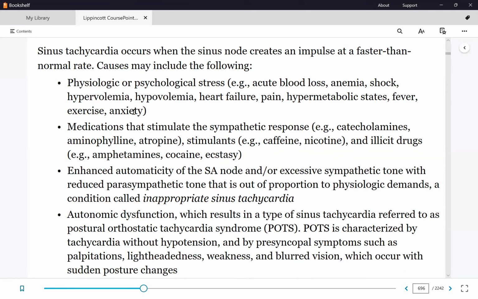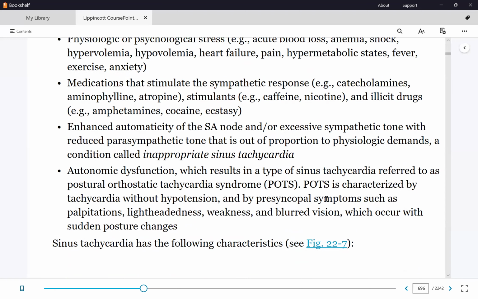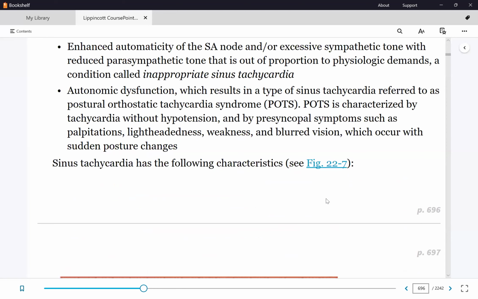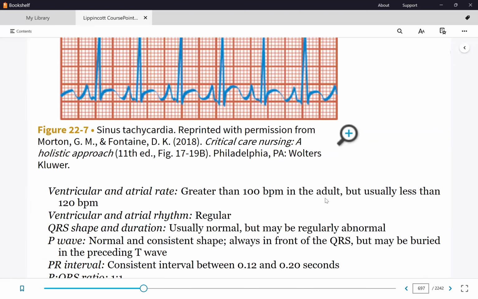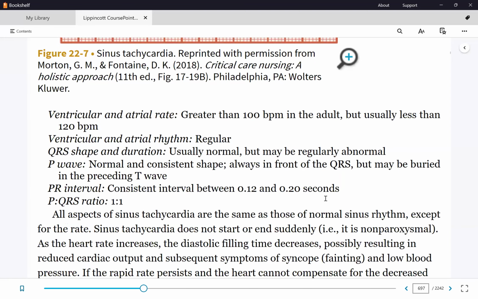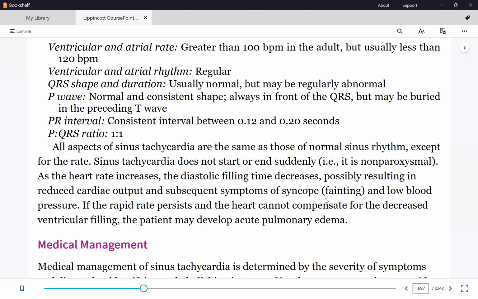So I won't read the whole thing. Here you have your list of causes. This is what it looks like. Again, the measurements are all normal except the rate is over 100. What about manifestations? Again, it depends. Some patients are symptomatic, some are not. So just like sinus bradycardia, what do you think is the treatment?